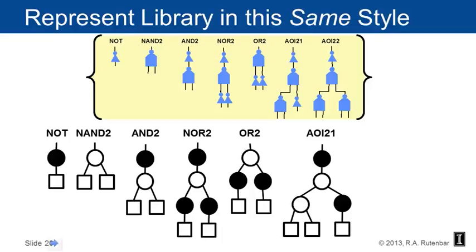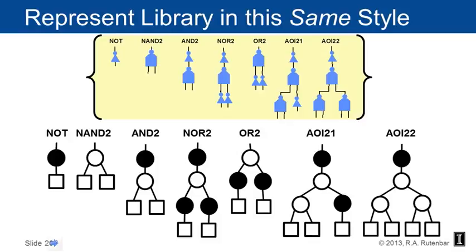AOI21, a black circle at the top because it's an inverter. That's fed by a NAND gate, a white circle. The inputs to the white circle: 1 white circle with 2 inputs, 1 black circle with 1 input. The NAND and the NOT respectively. AOI22, black circle at the top, fed by a white circle fed by 2 white circles, each white circle fed by 4 square boxes. All right, so this looks much simpler than what we started with. There is no Boolean algebra happening here at all. This is a very simple structural mapping problem.